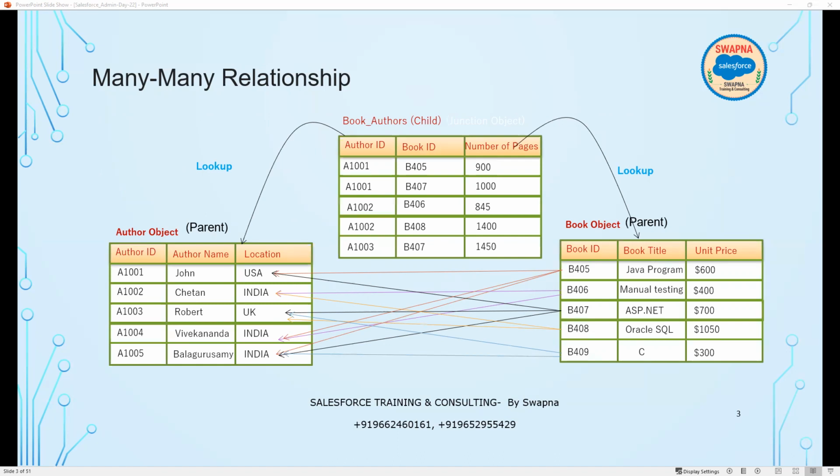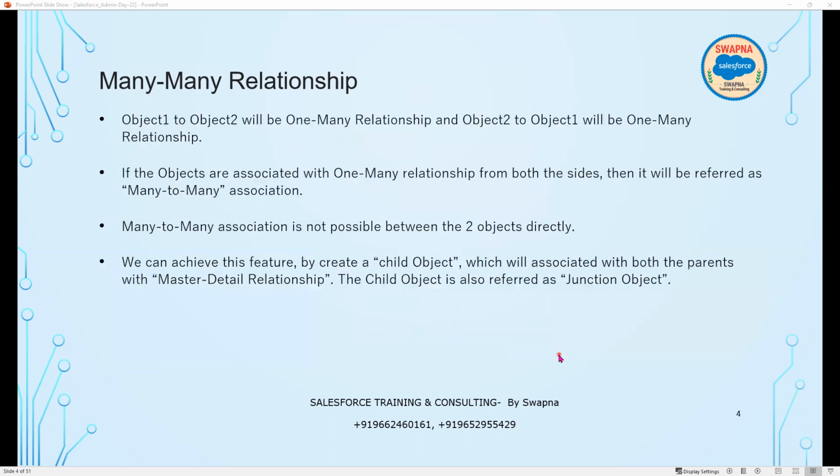Will you be able to create a lookup relationship and a master-detail relationship? The observation is: what will happen if you create a master-detail relationship? What will happen if you create a lookup relationship from the child to this object? Just observe that and give me the observations.